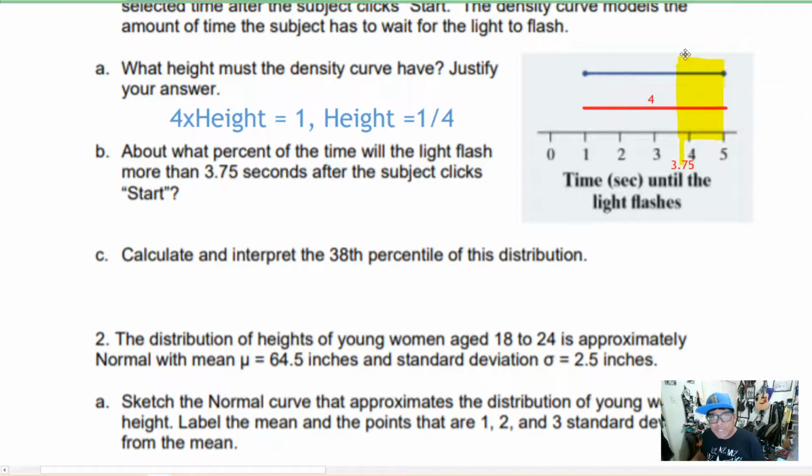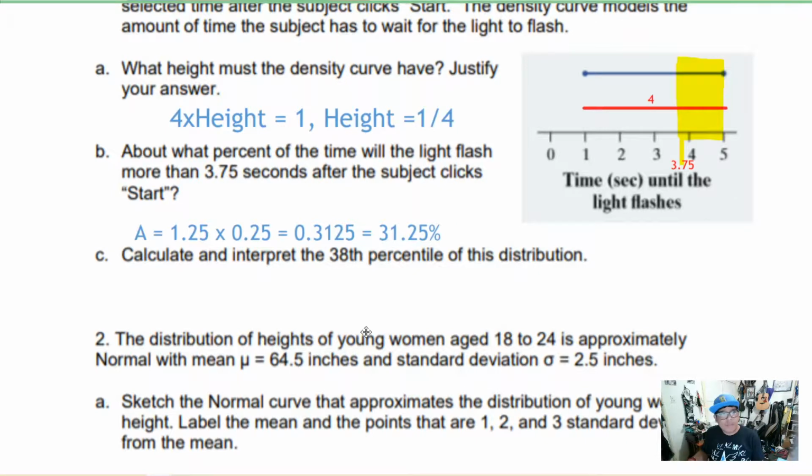So if 3.75 is right about here, this looks to me as though that yellow rectangle has a width of 1.25 and a height of, well, the height is still 0.25, 1/4. So the area is 31.25 or 31.25%. Now let's calculate and interpret the 38th percentile.